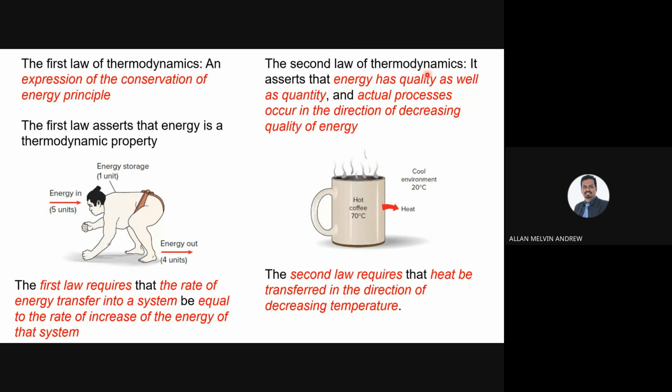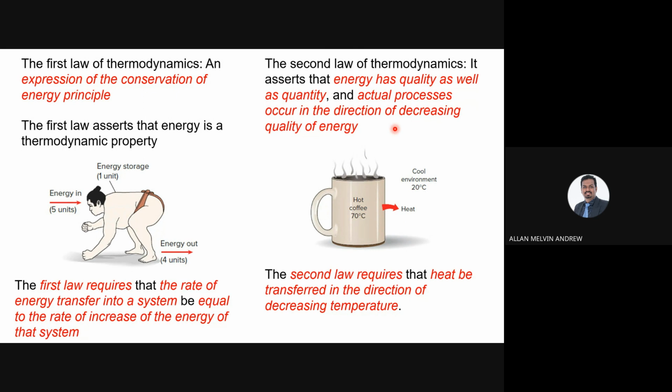The second law of thermodynamics is actually saying that energy has a quality. So even though it is calculated as, let's say, 5 units, 6 units, 10 units, that's the calculation, it has a quality as well. Meaning energy can be low quality or high quality, and it can have a gradient.